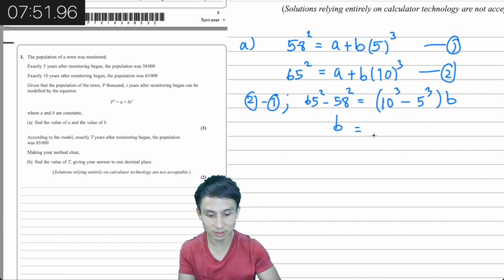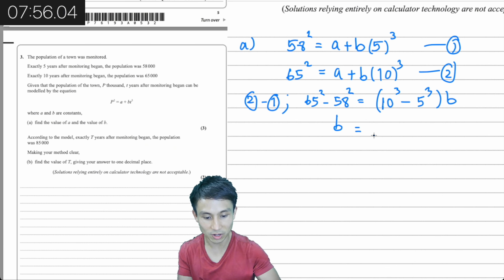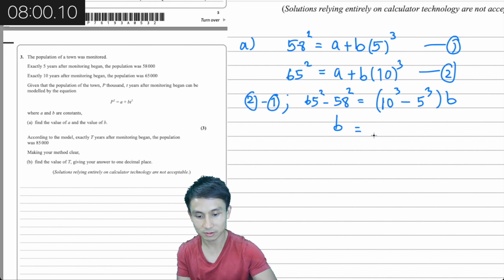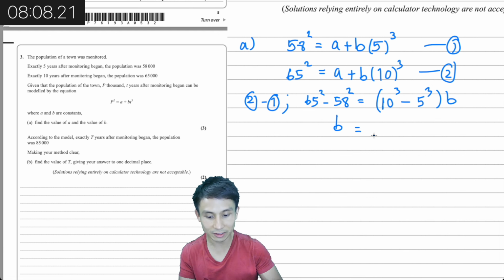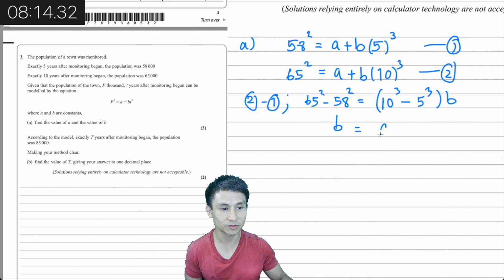So we just move the brackets down to divide. We have 65 squared minus 58 squared, and all, hang on, that's bad. Got to do that again. 65 squared minus 58 squared, all that divided by 10 cubed minus 5 cubed. And that is a nice constant. It seems like a nice number there. That's B.